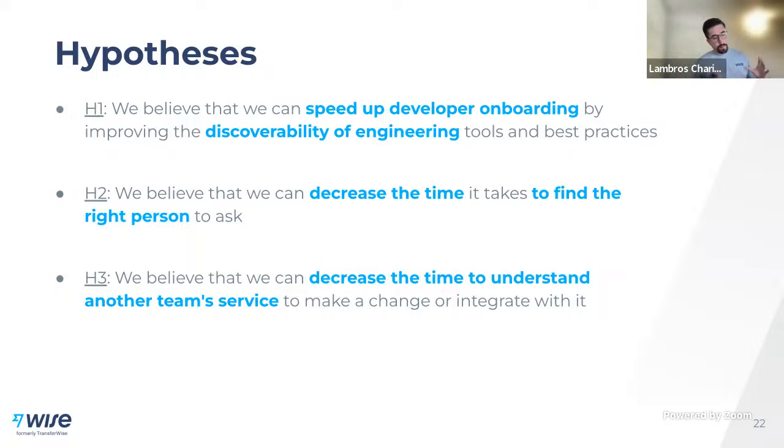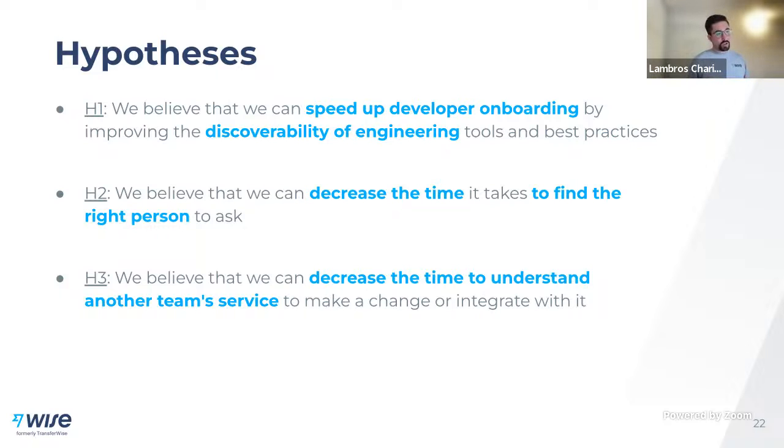Based on those value stream maps and user journeys, we derived hypotheses. And we said to ourselves, we want to at least validate those 5 hypotheses with the alpha before we feel confident that we can move on and go all in with Dev Portal. I only picked 3 here just to make it a little simpler. For instance, we believe we can speed up onboarding of developers. We believe that we can decrease the time it takes to find the right person, or decrease the time to understand another team's service, as an example.